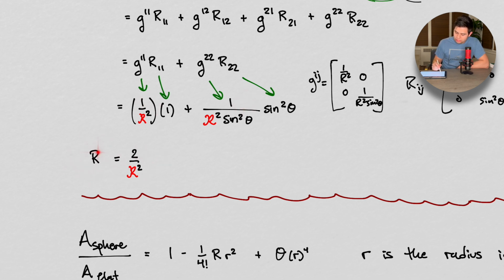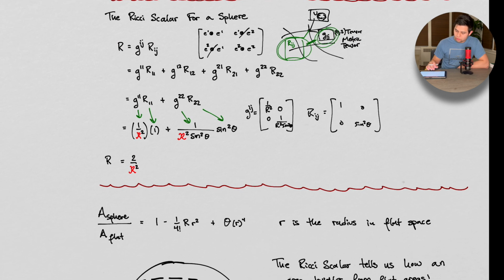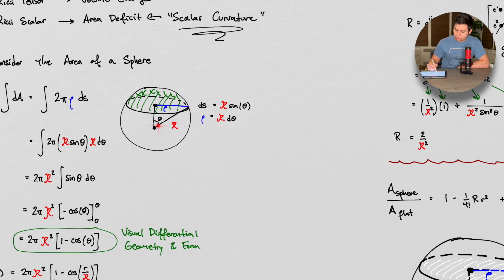And this is what our Ricci scalar is, right? So our Ricci scalar was this, and this all equaled this guy down here. So our Ricci scalar then is 2 over big R squared, where big R again was the radius of our sphere.